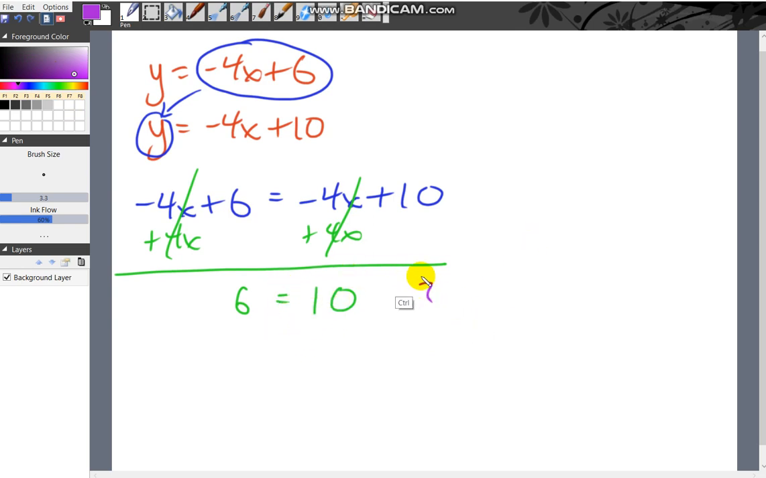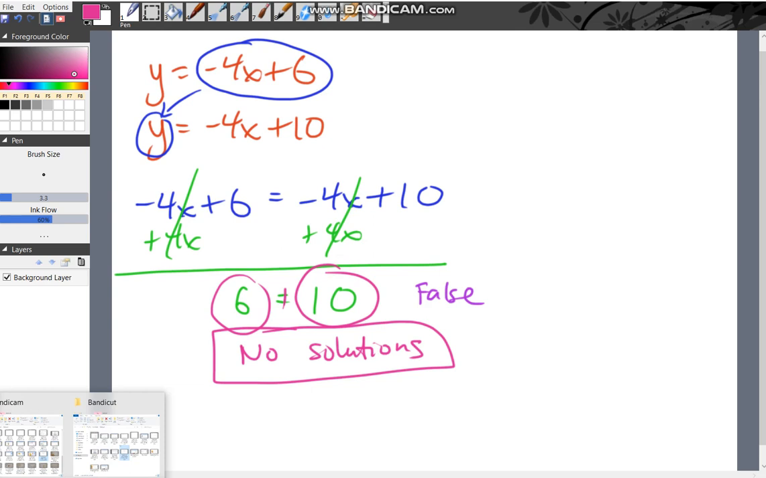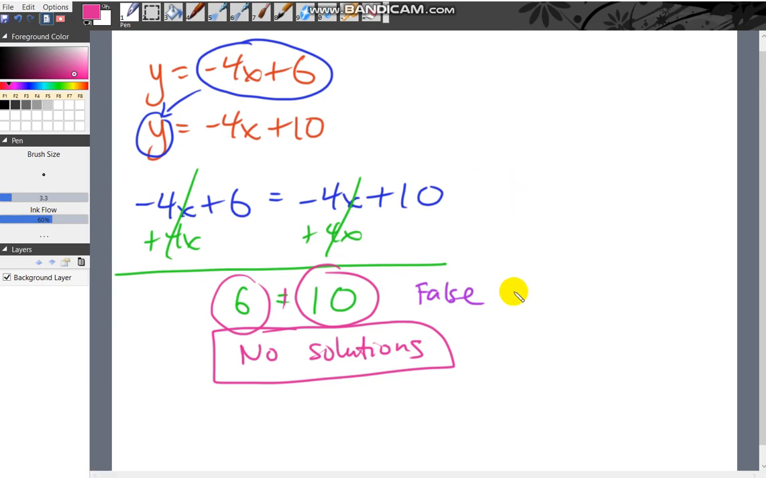Anytime you get a false statement, because 6 is not equal to 10, this is a case where you're going to have no solution. There's no way that we can solve for x. They basically just cancel each other out, and we got 6 is not equal to 10. Whenever you get a different number on the left and the right hand side, that will give you an example where you get no solutions.